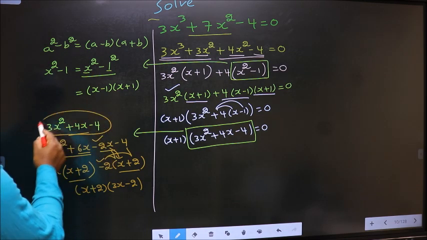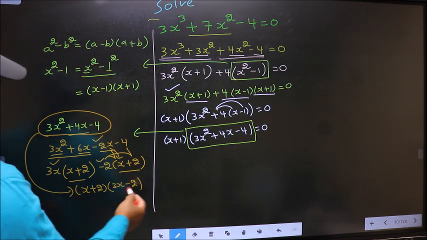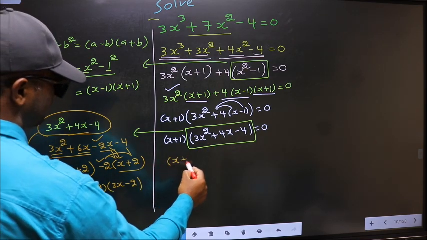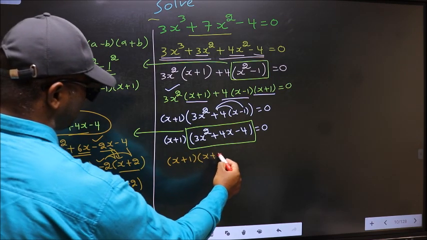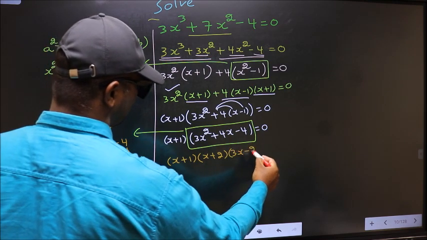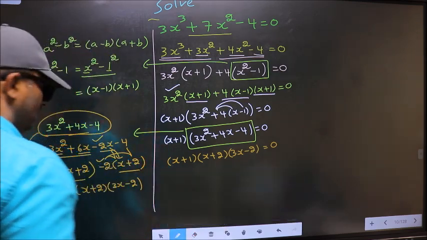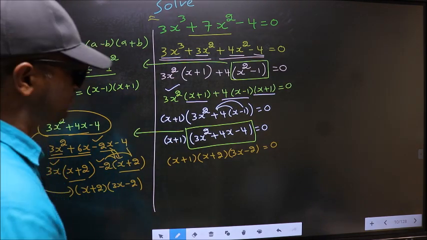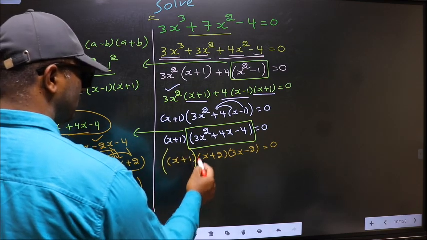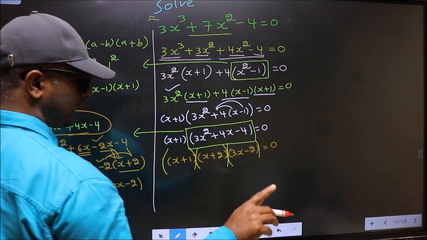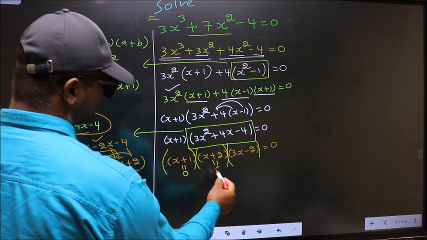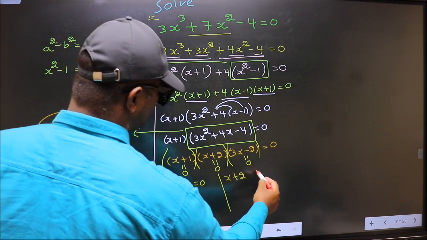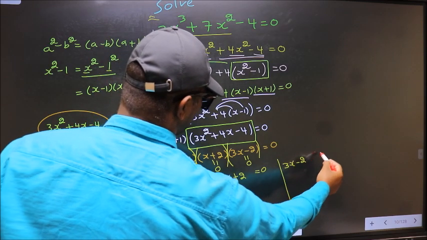Now, in place of this quadratic, we should write this over here. So this equation becomes (x + 1)(x + 2)(3x − 2) = 0. They told us to solve, which means we should get the values of x. And over here, we got a product of brackets equal to 0. So to get the x values, we should equate each bracket to 0. That is x + 1 = 0, x + 2 = 0, 3x − 2 = 0.